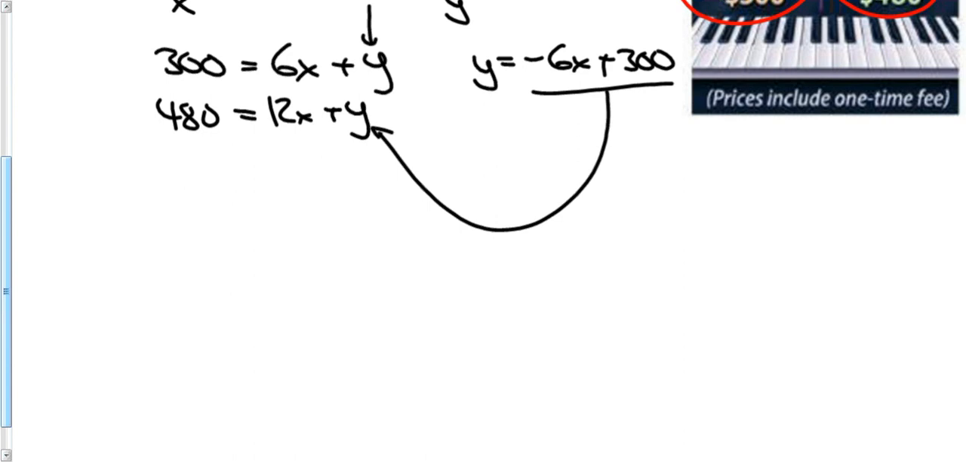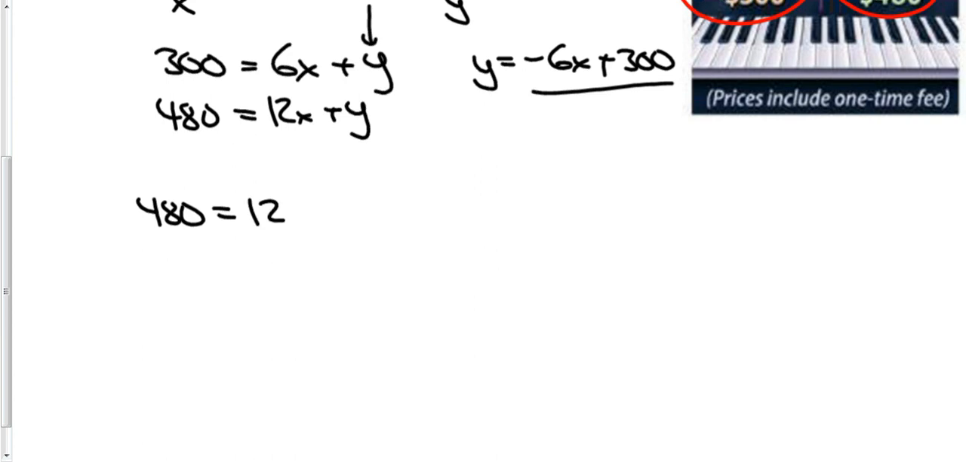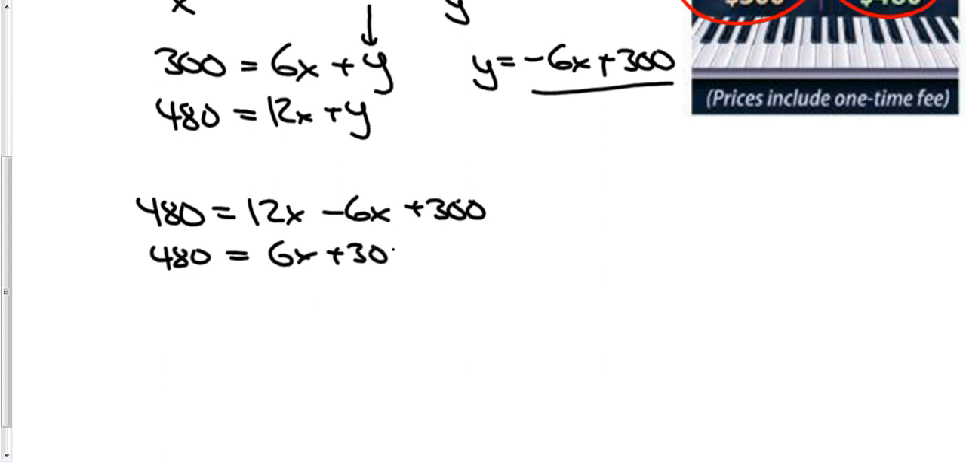Because y is equal to that, I can substitute this new expression into my other equation. Now that's important. You don't want to plug it back into your original equation. You want to plug it back into the new equation. So let's do it. That says that 480 is going to be equal to 12 times x plus negative 6x plus 300. Combining like terms gives me 6x plus 300.